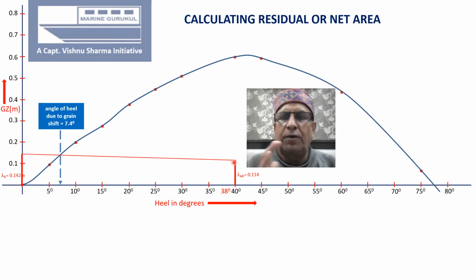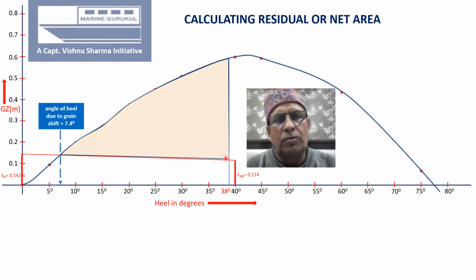Second option is 40 degrees itself. And the third is angle of flooding, which is 38. So that means we have to calculate the residual area up to 38 degrees. This is the area we have to calculate from where? From 7.4 to 38. I have used Simpson's rule 2.